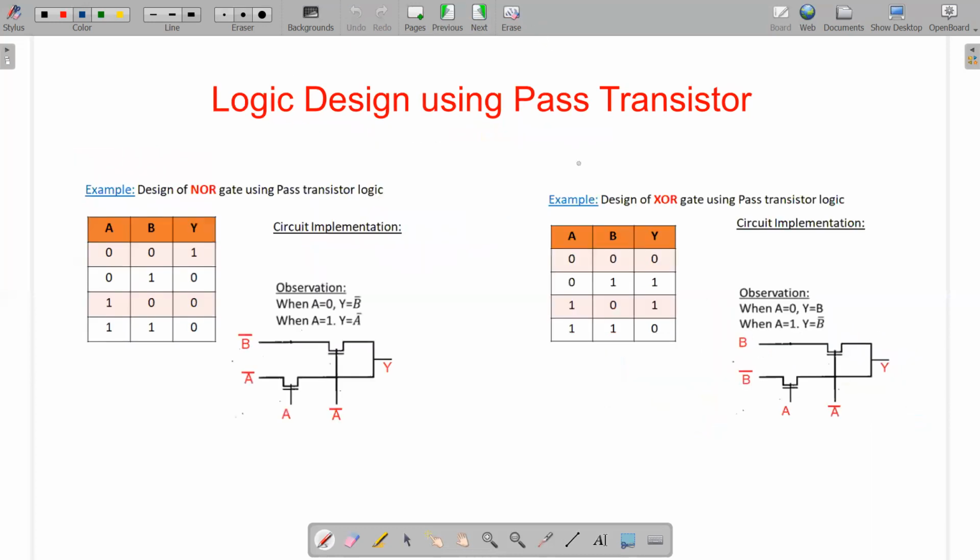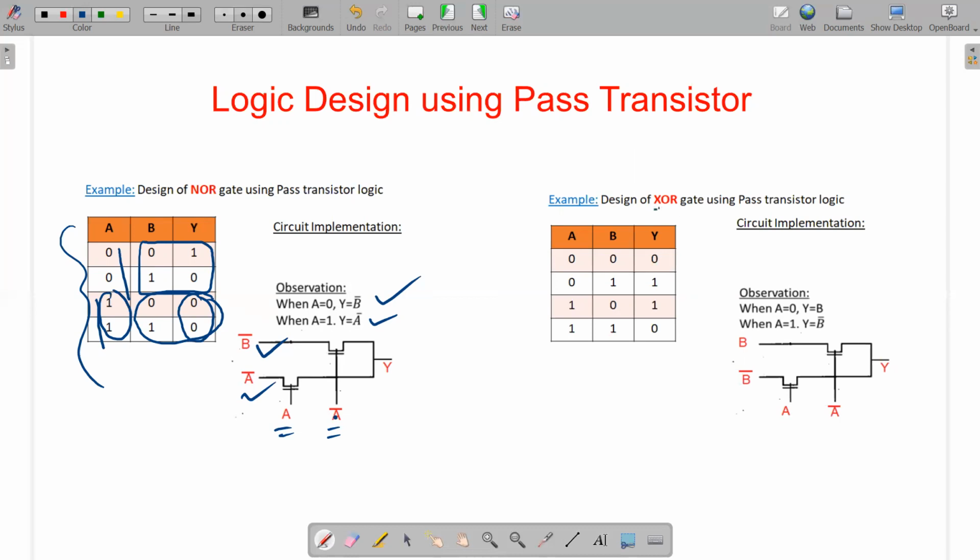Now, if we go for some other example, the same concept you can apply for a NOR gate. So first go for the truth table of the NOR gate. Then see, when A equals 0, the relation between B and Y is Y equals B bar. When A equals 1, Y equals A bar. The structure is the same as before, so we are not going to change it. Just update the inputs. When A equals 0, A bar will be 1, and the input is B bar, and here the input will be A bar. The same design.